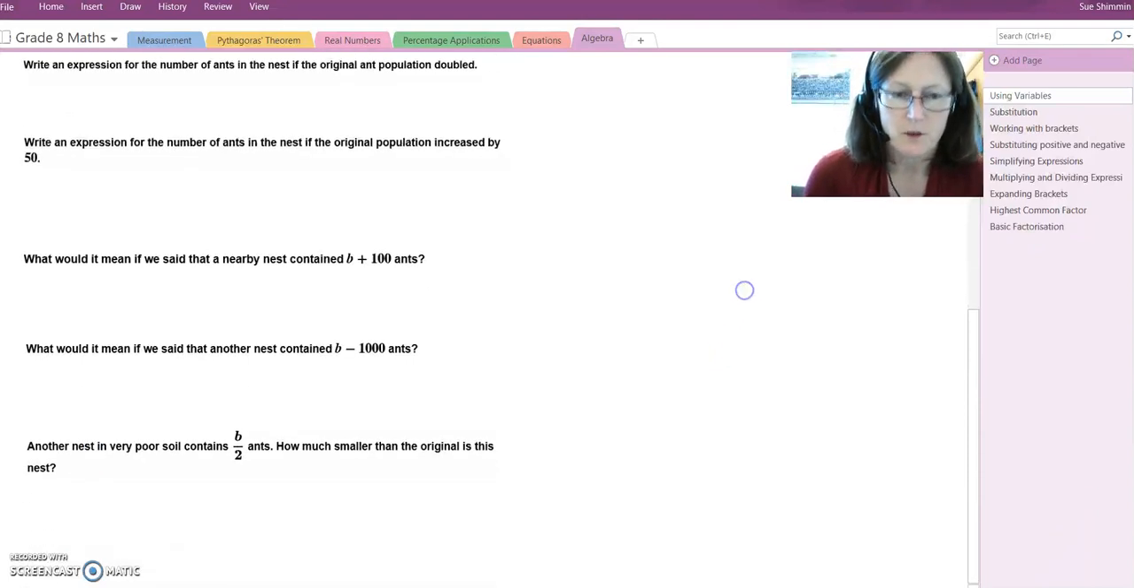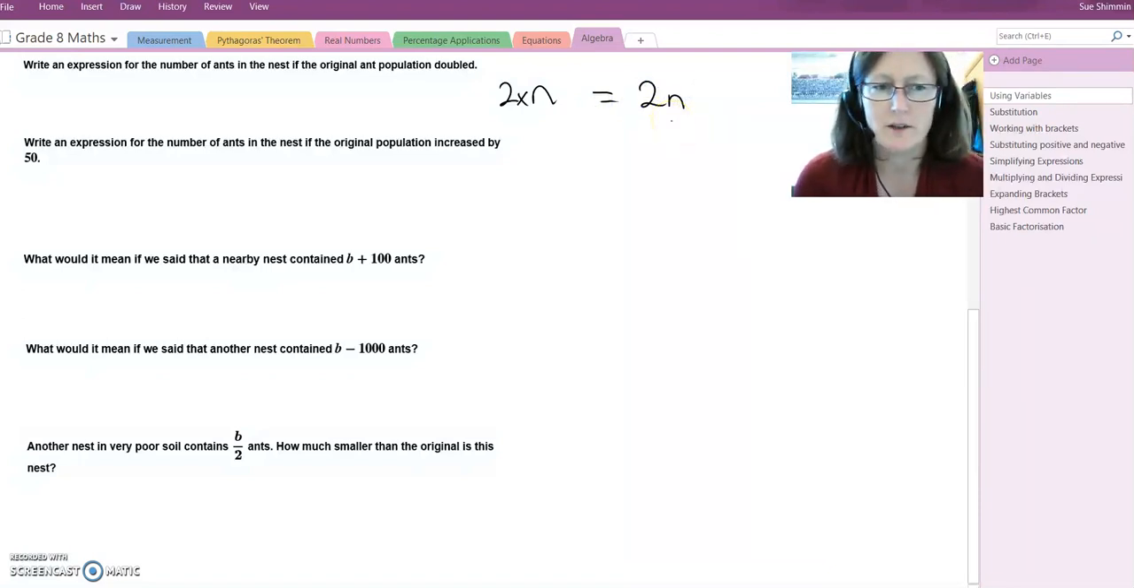Second example, write an expression for the number of ants in the nest if the original ant population doubled. That's the original ant population, n, n standing for that number. It doubled. Doubled means two times it. So 2 times n, which is more commonly written as 2n. If it's multiplied, you don't need to put that sign in there. So now, if the original population doubled, it's 2n.